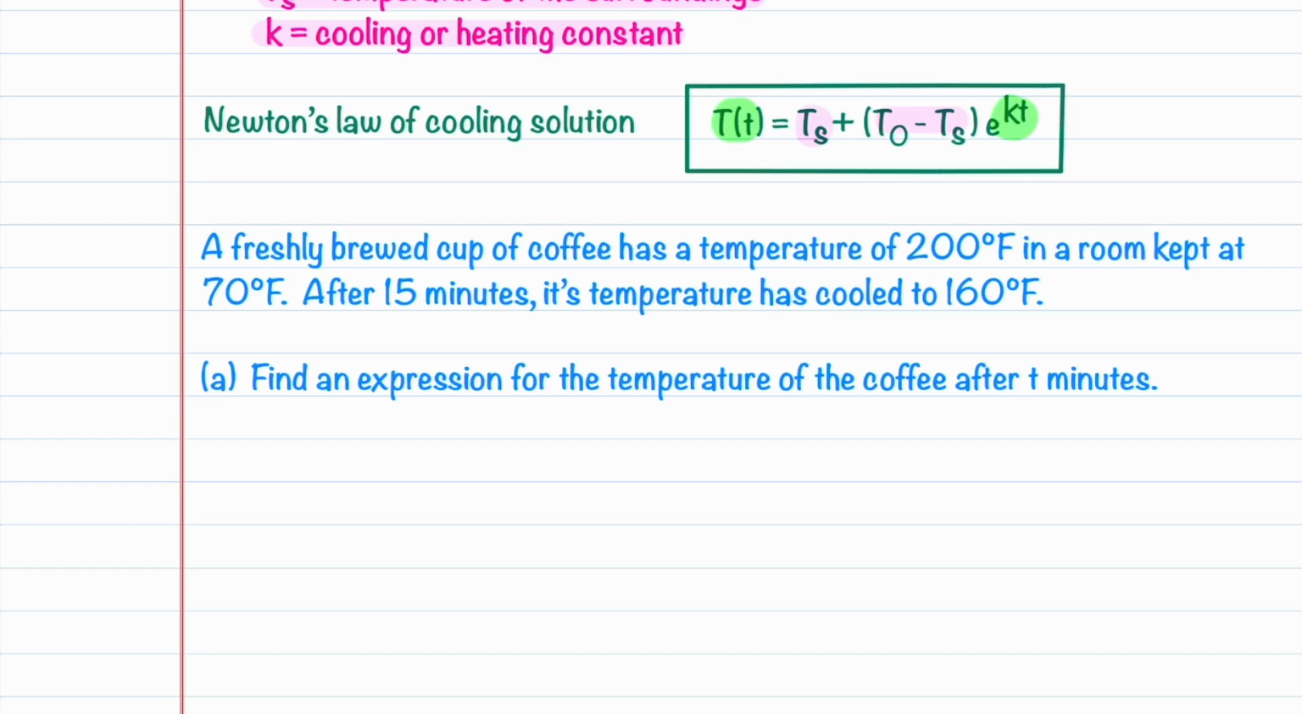Let's now look at the cooling of a cup of coffee. We are told that a freshly brewed cup of coffee has a temperature of 200 degrees Fahrenheit in a room that is kept at 70 degrees Fahrenheit. After 15 minutes, the temperature of the coffee has cooled to 160 degrees. We want to use all this information to find an expression for the temperature of the coffee after t minutes. Let's start by assigning T to be the temperature of the coffee at time t.